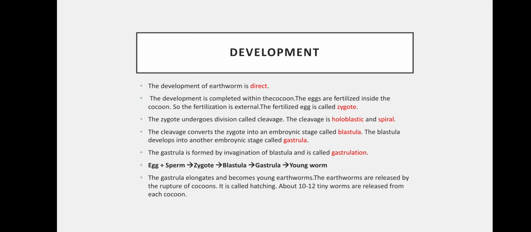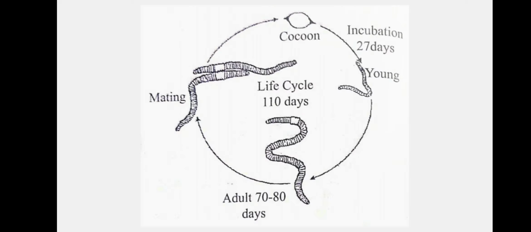Next, the zygote is converted to blastula, then develops to gastrula, and gastrula finally matures to form a young worm. This is normal, as we have already studied in different chapters, and this gastrula elongates to form the young earthworms. About 10 to 12 tiny worms are released from each of the cocoons.